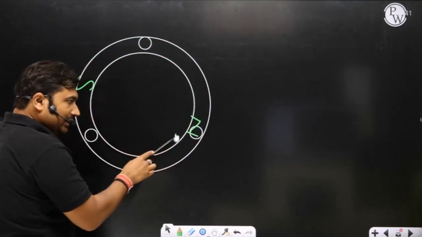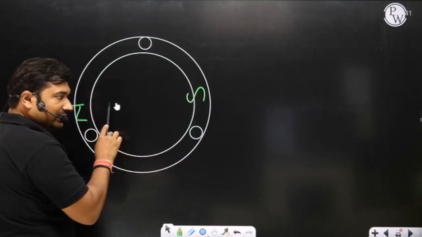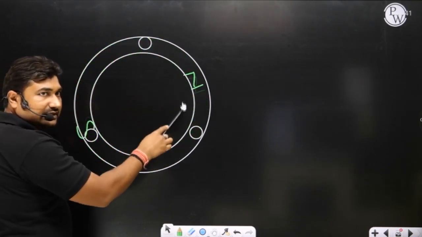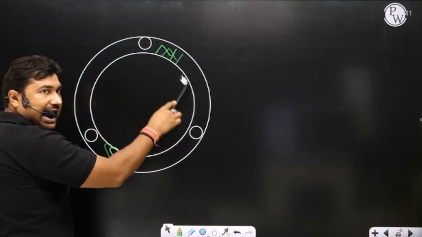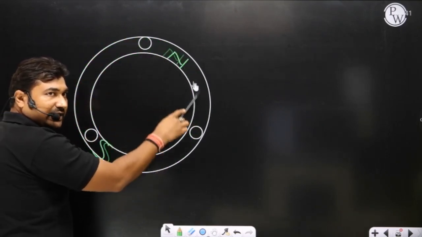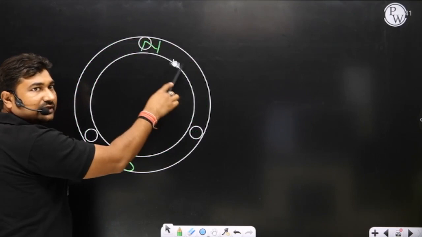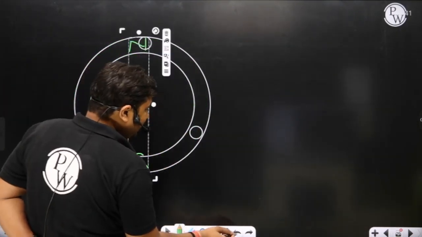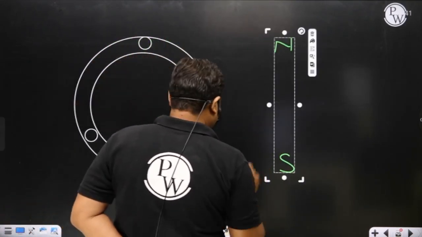This is the speed of stator field. Ns is the stator field, north and south. This north and south is rotating at synchronous speed with respect to stator body. So stator body is stationary and field is rotating. Stator body is stationary, only the field is rotating.